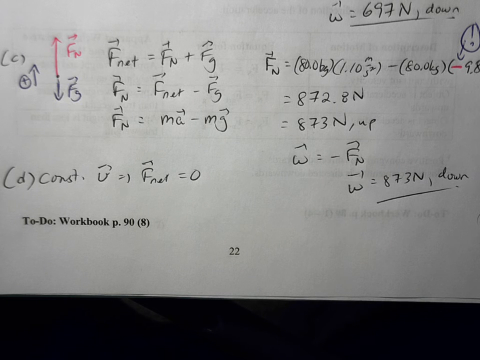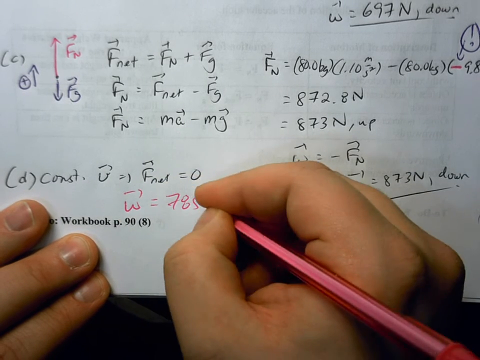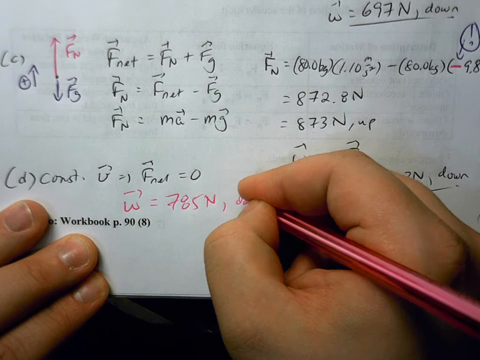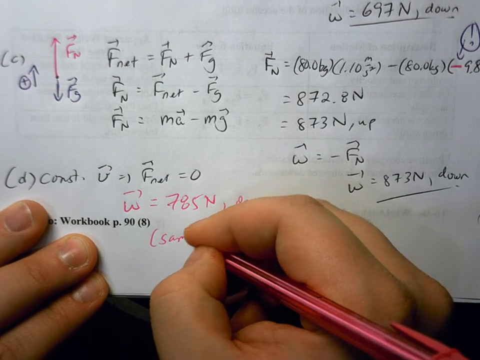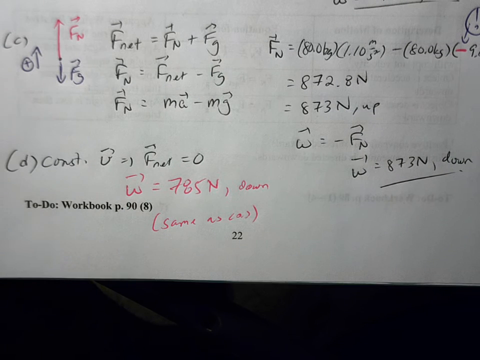Not a chance. If we know the net force is 0, we know the apparent weight is just going to be 785 newtons down. And this is the same as part A. If you're going to have the same work a second time, don't bother repeating it. Just say, yeah, it's going to be the same as this case because Fnet equals 0. So hopefully by actually doing an example of this, this has cleared some stuff up.